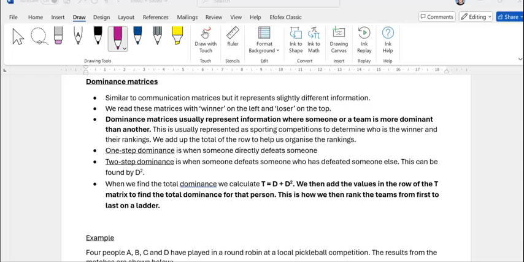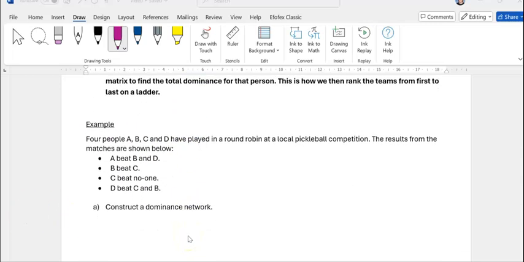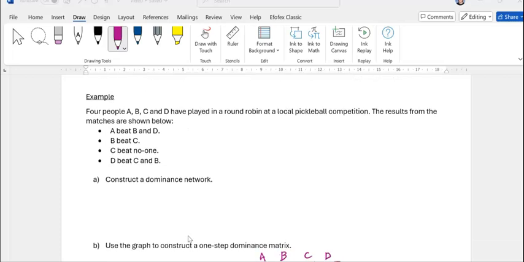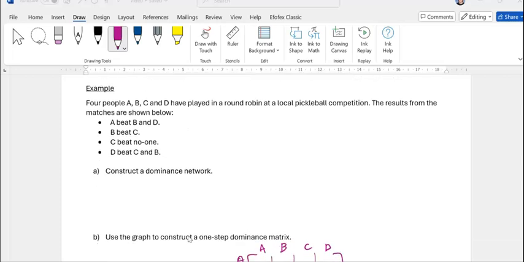In this case, we are given 4 people, A, B, C and D, and they've played a pickleball competition. Everyone played everyone else, and we've been given a few results in a list there. We are required to construct the dominance network. They don't give us the matrix this time, they tell us to create the network, and then from the network we're going to create the matrix.